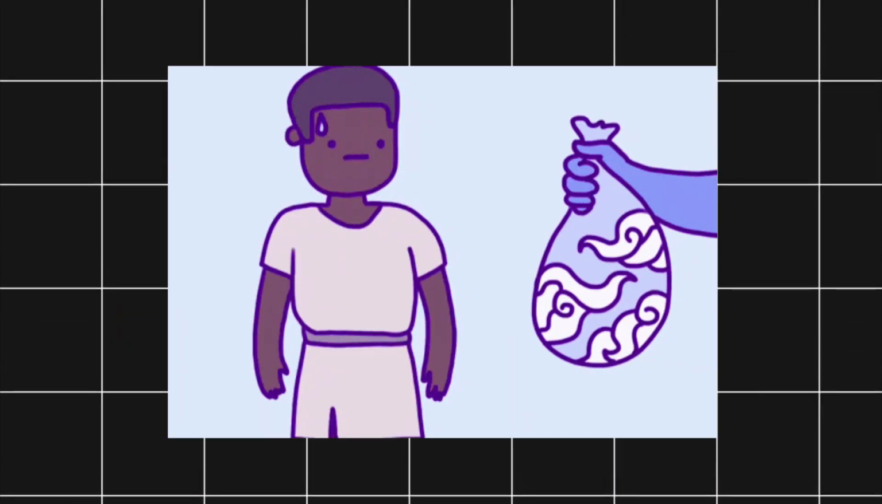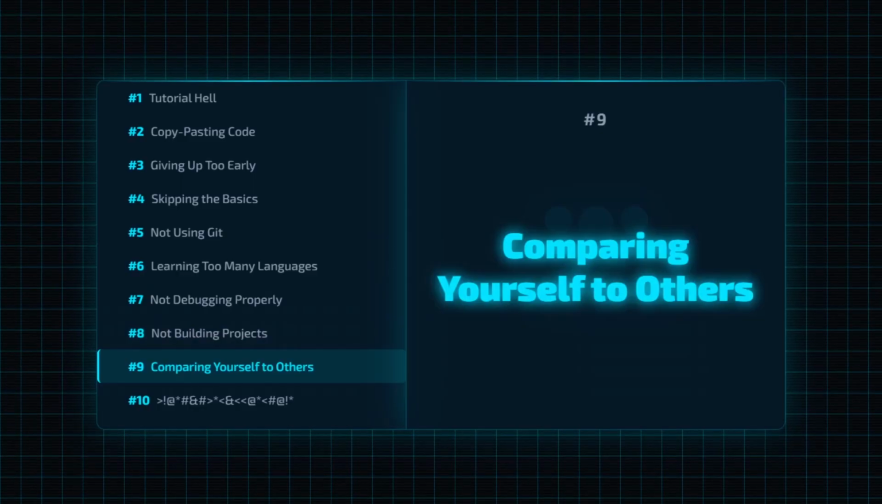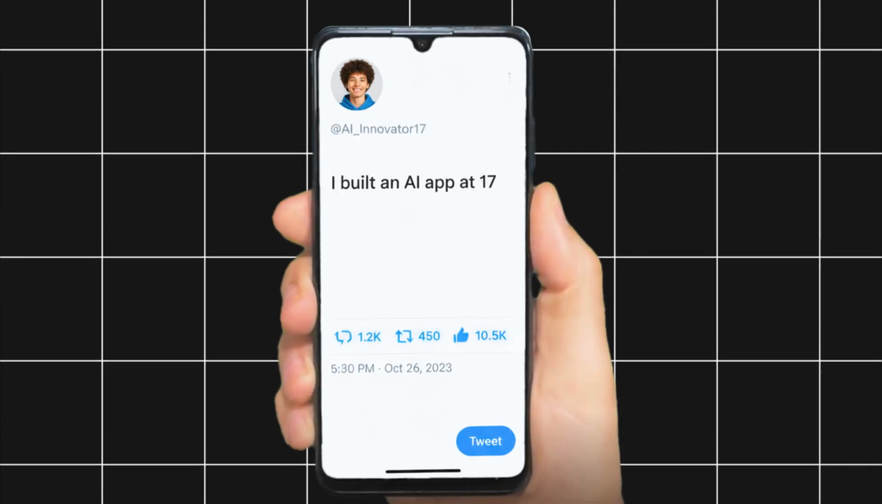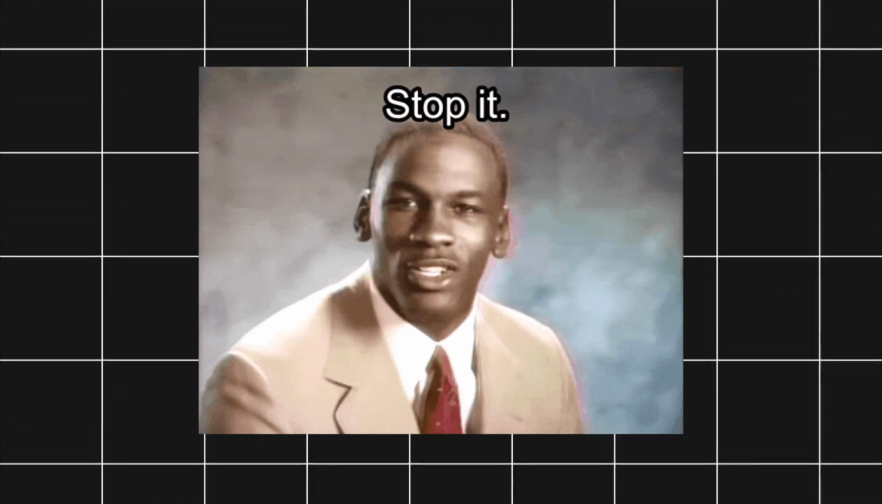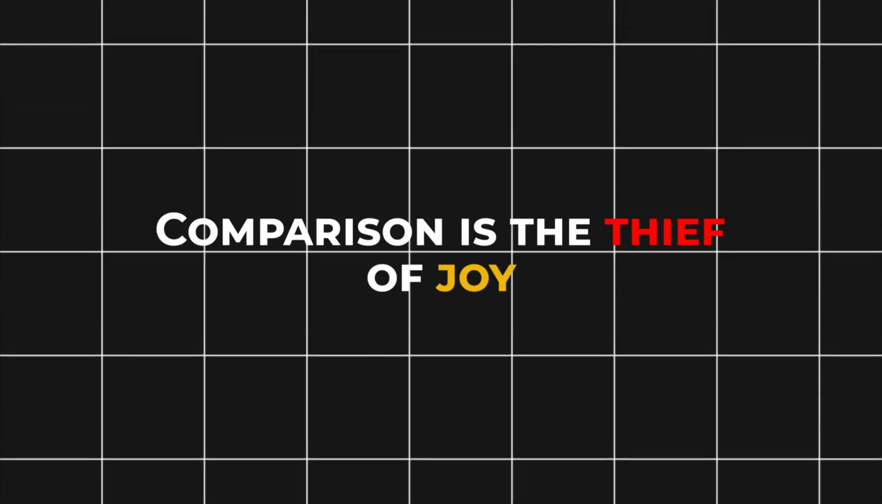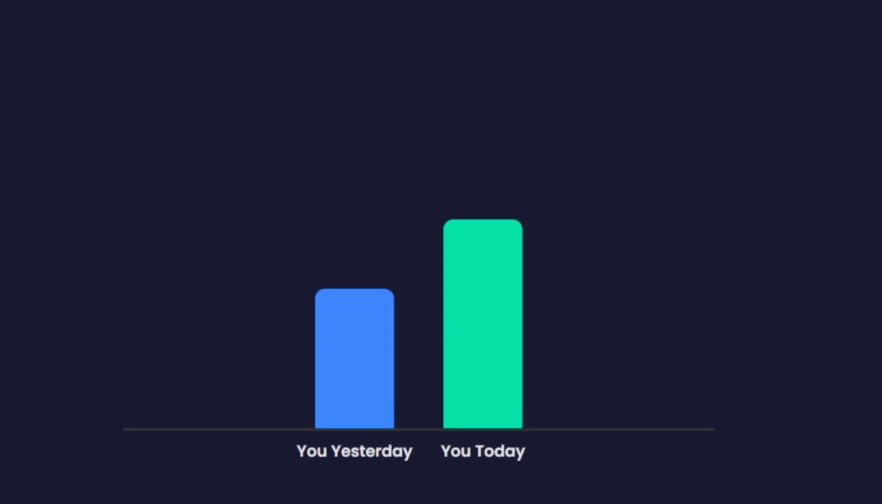And while you're building, you'll definitely be tempted by this next mistake. Comparing yourself to others. You see someone on Twitter saying, "I built an AI app at 17," and suddenly you feel like trash. Stop. That comparison is poison. Comparison is the thief of joy. Measure progress against your past self, not some random person online. If you're better today than yesterday, you're winning.